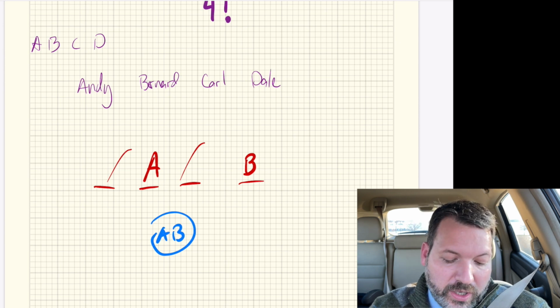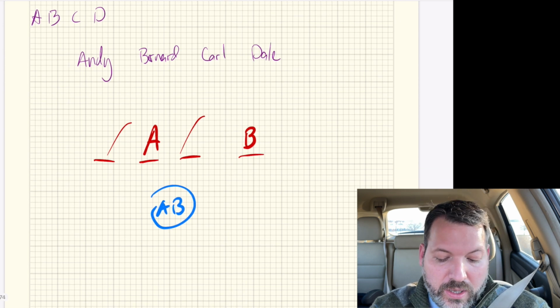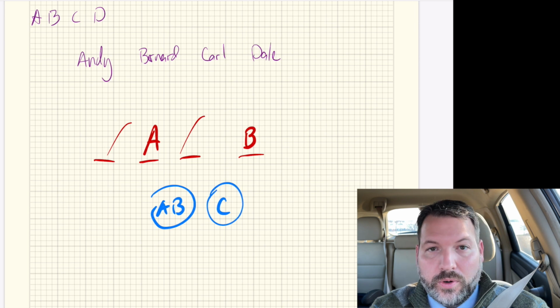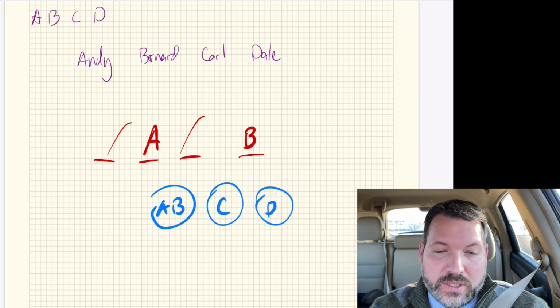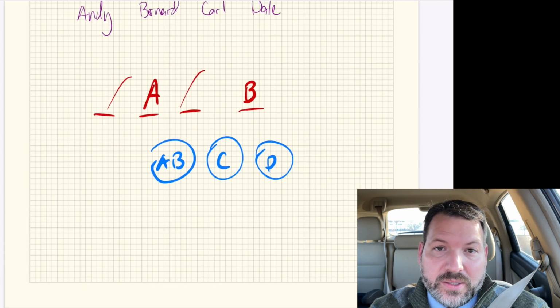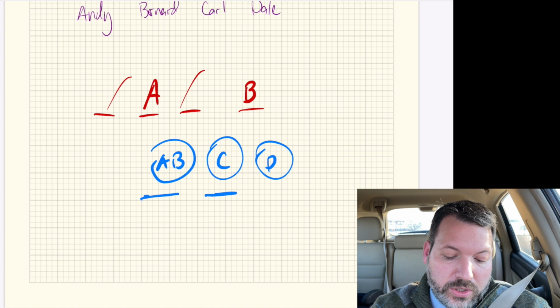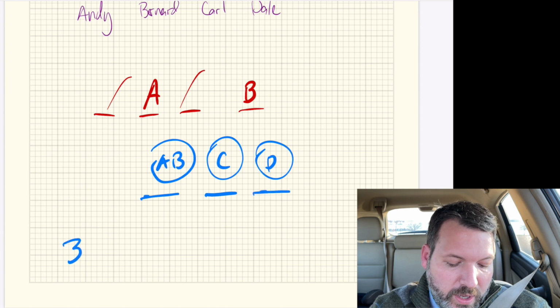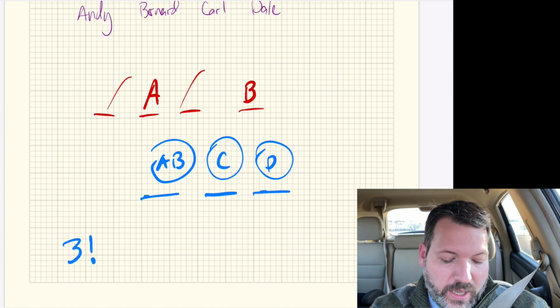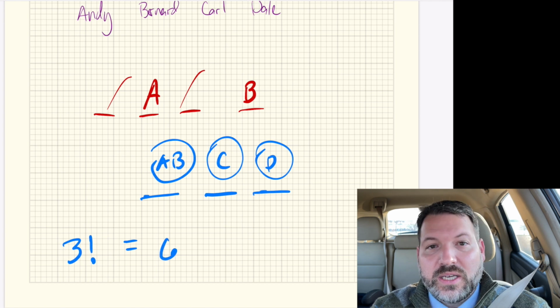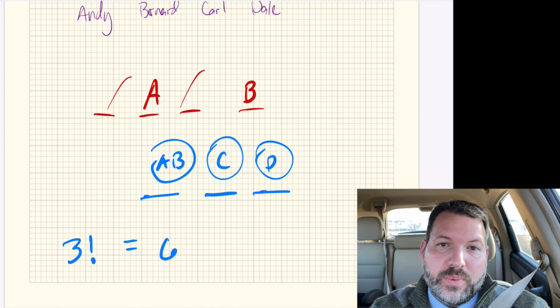If we do this, we can treat A and B like its own element, and then of course you would have the element for Carl and the element for Dale, and really it's just 3 elements that we're looking at. So what happens here? How many possibilities are there? If I'm just arranging 3 elements, 1, 2, 3, well then there would be 3 factorial ways to make that happen, and that means that we've got 6 different ways that A and B could be next to each other.